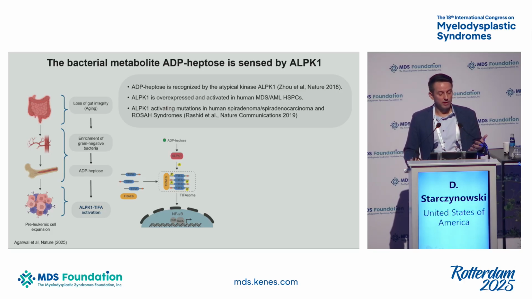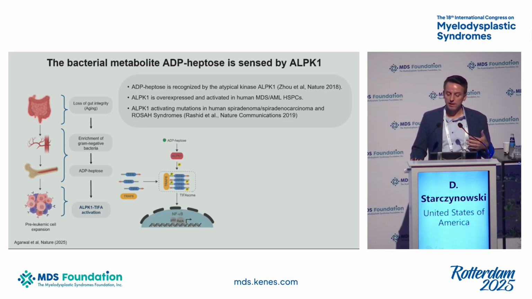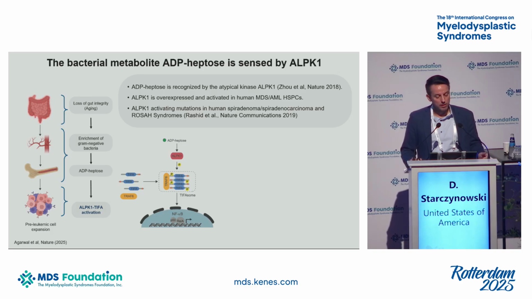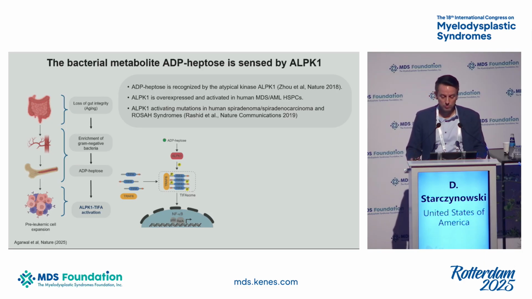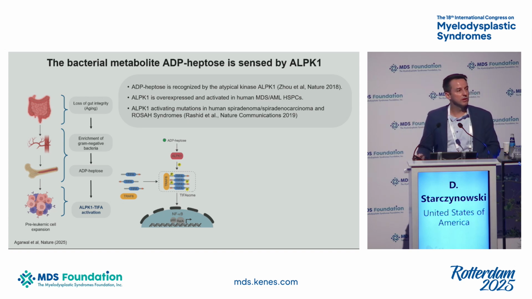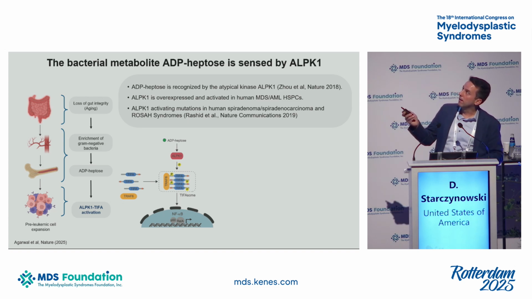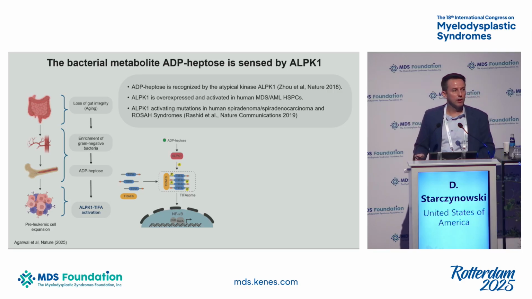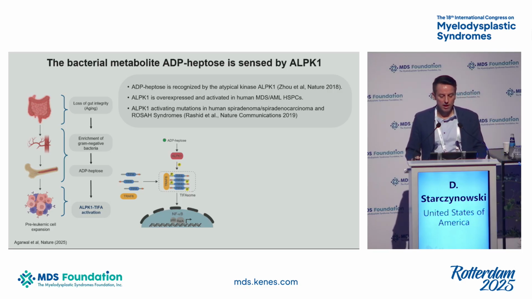ALPK1, this receptor for ADP heptose, is overexpressed in an activated state in human MDS and AML stem progenitor cells. And in other work, ALPK1 activating mutations are associated with rare solid tumors, as well as inflammatory conditions called ROSAH syndrome. So I'm just going to walk you through some of the mechanisms. ADP heptose in the circulation can freely penetrate the mammalian membrane, and in the cytoplasm is the receptor, ALPK1, this atypical kinase.